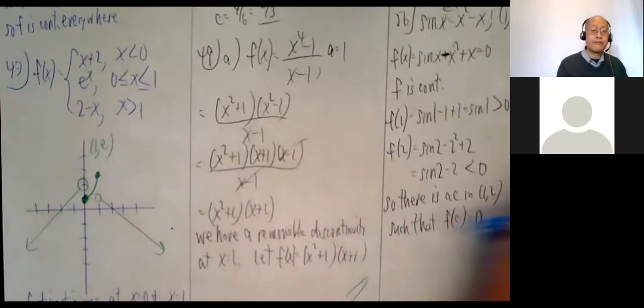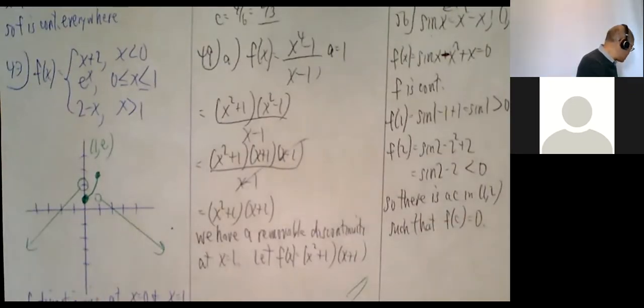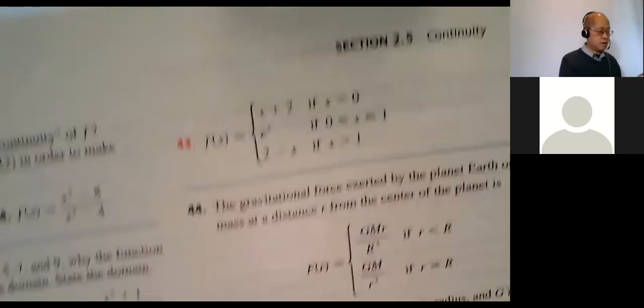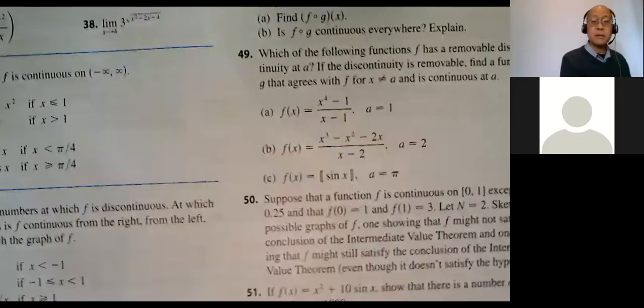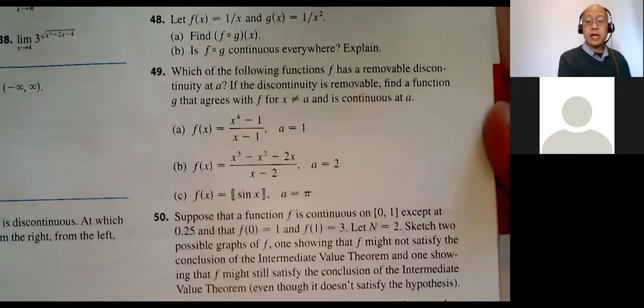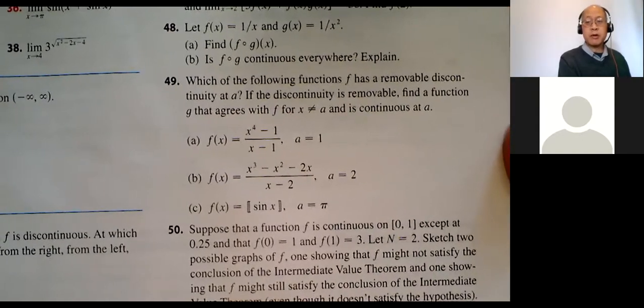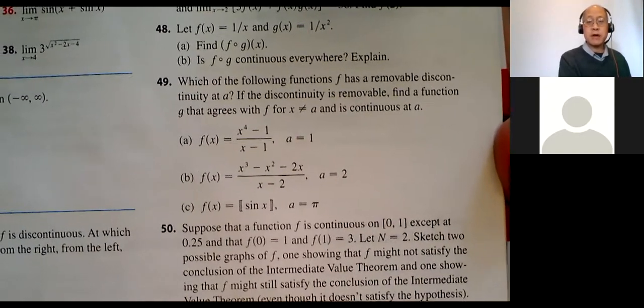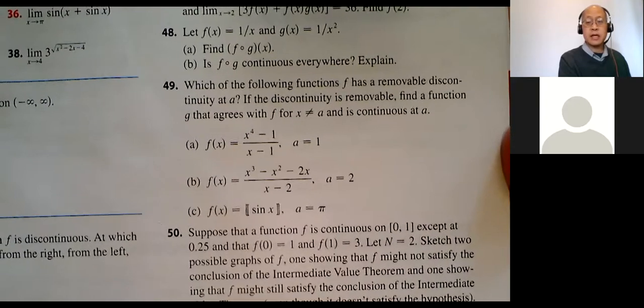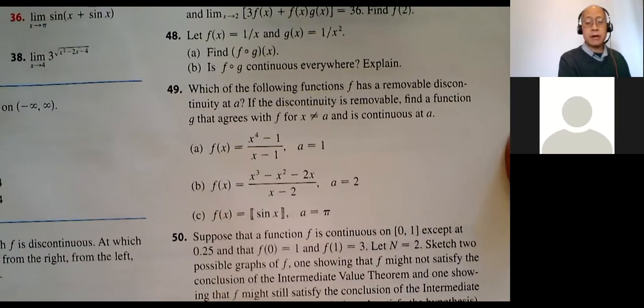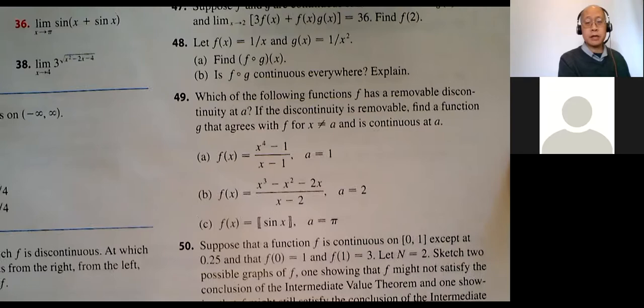Then I was going to show you 49a. Let me show you the wording there. Which of the following functions has a removable discontinuity at a? If the discontinuity is removable, find a function g that agrees with f for all x not equal to a and is continuous at a. So what do they mean by that? Can you remove the discontinuity?